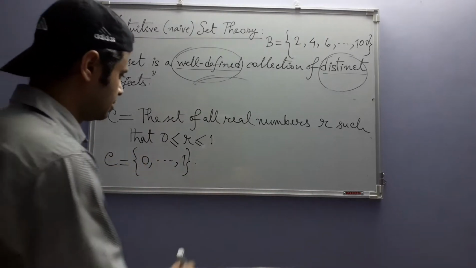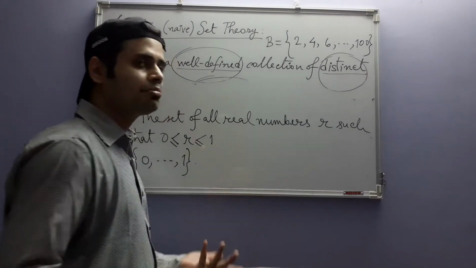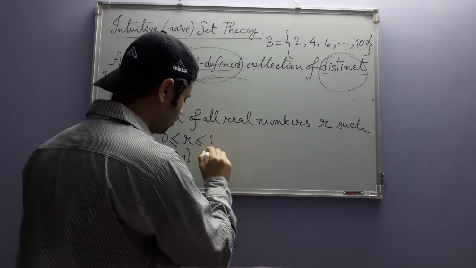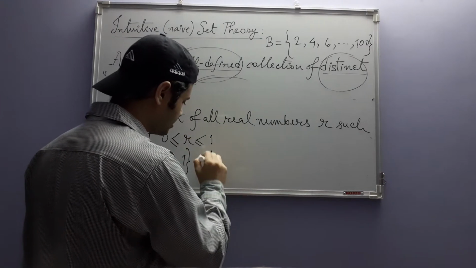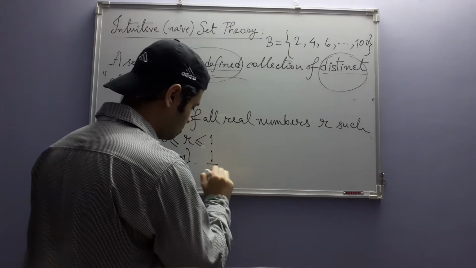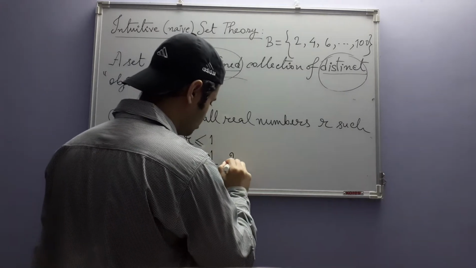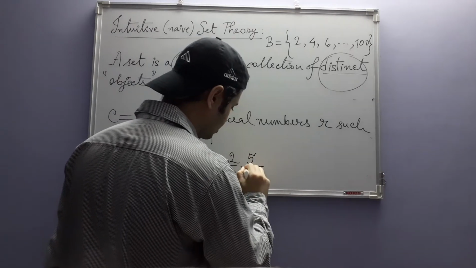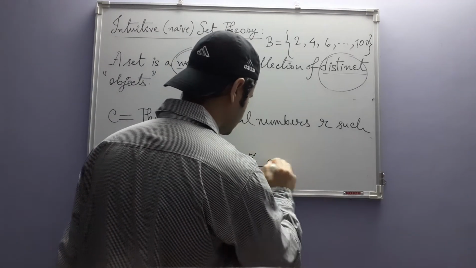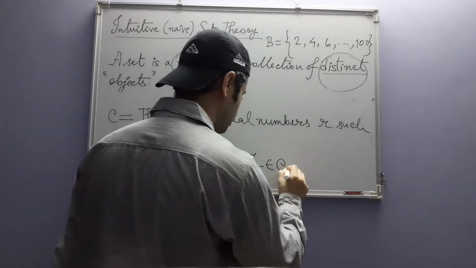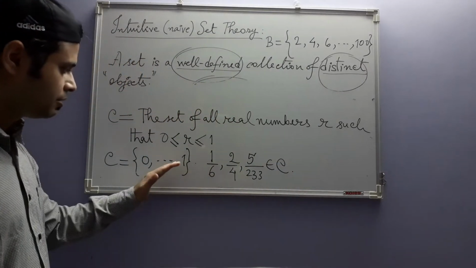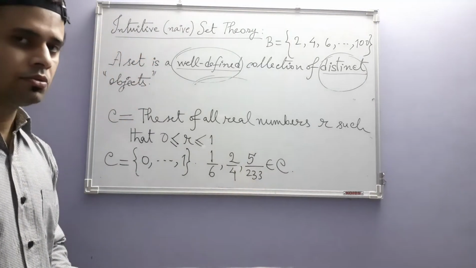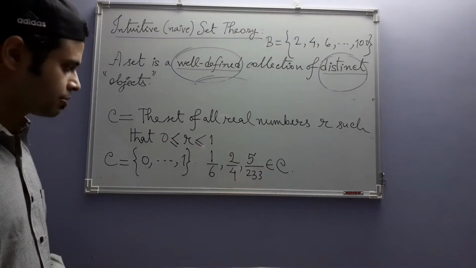In this case, what is the pattern? Is there any pattern? For example, what is telling me that these elements are in the set, 1 by 6, 2 by 4, 5 by 233? These are definitely in the set. See, all of them are greater than 0 and they are less than 1. So they definitely belong to C.